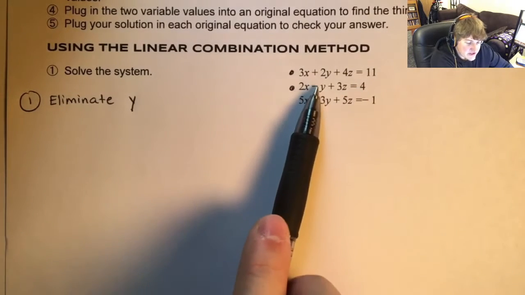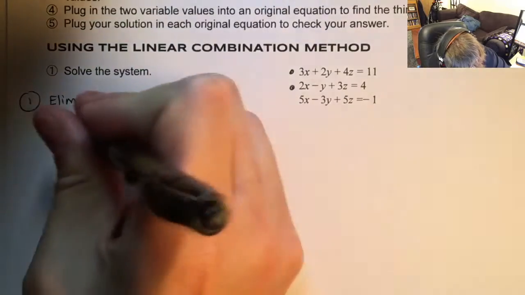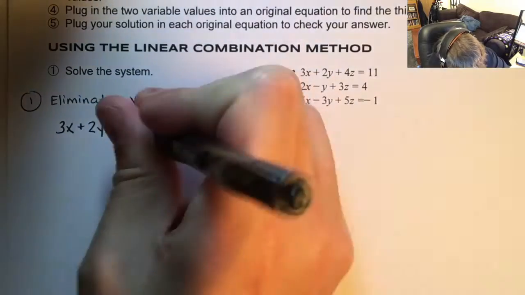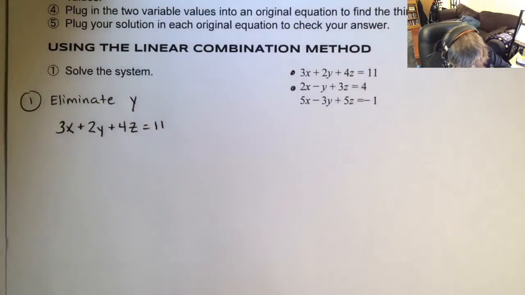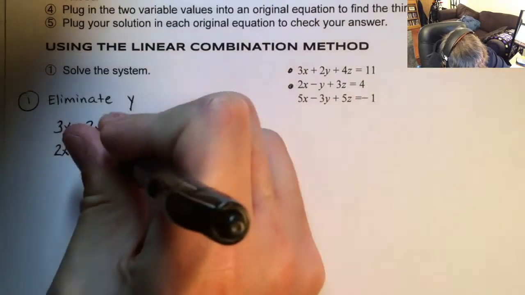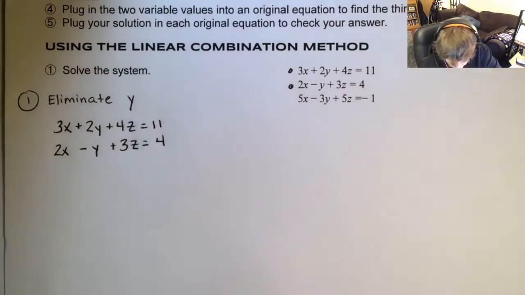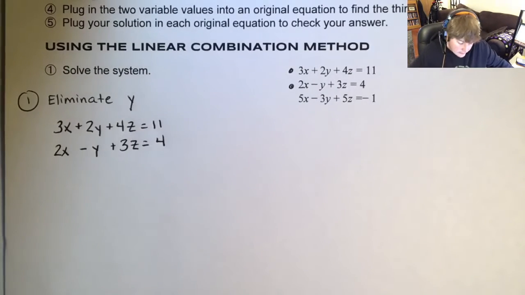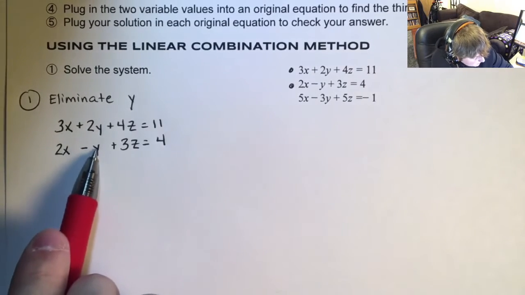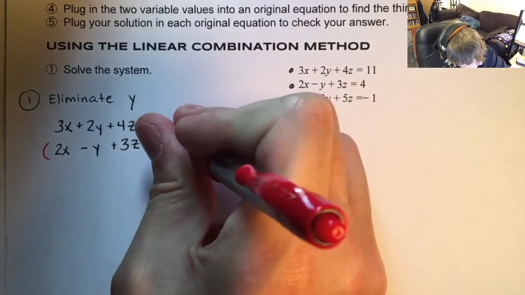So I want to create opposites here in the y's, so I'm going to write these equations down and we will figure out how we do that. I'm just copying down the first 2 equations. I want to ask myself, what do I have to do and to what equation to create opposites in the y variable? I know negative y, if I multiply it by 2, is going to be negative 2y, so I need to multiply the bottom equation by 2.